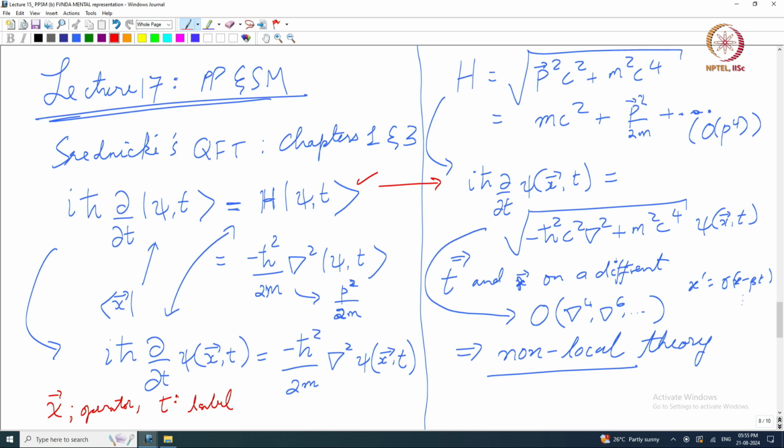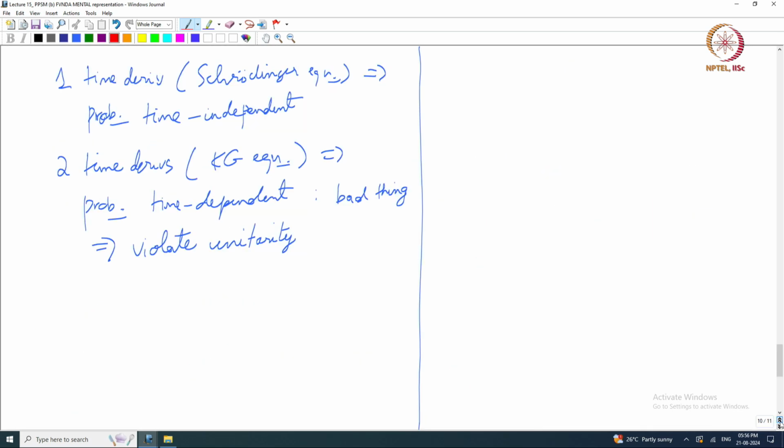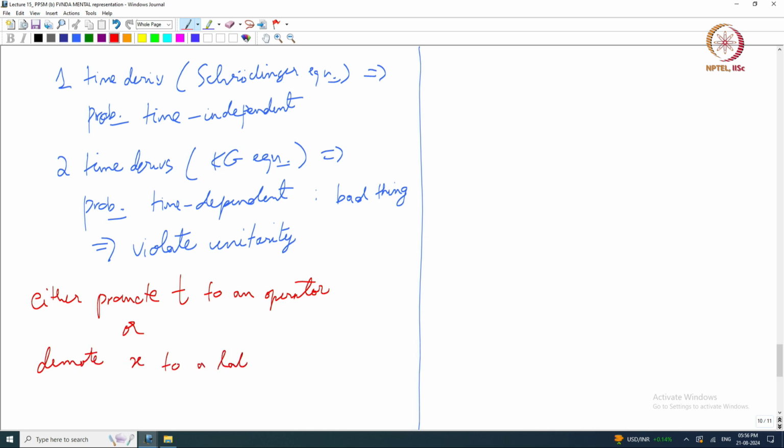Put differently, we have to find a way to either promote time to an operator or demote position to a label like time.